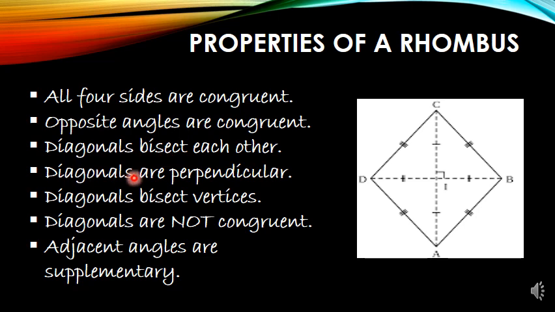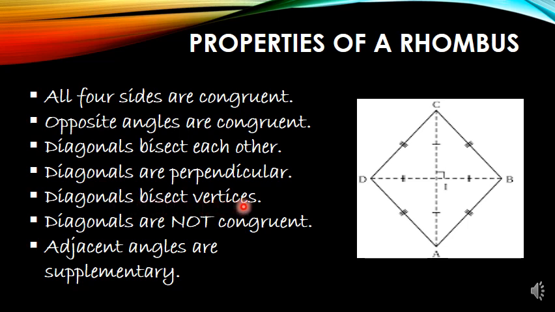Next one, diagonals are perpendicular. You can see that there is a square mark here. That means the angle is 90 degrees. So both the diagonals bisect at right angles to each other. That means they are perpendicular. That is, CI is perpendicular to BD. Similarly, AI is perpendicular to BD. So the diagonals are perpendicular.